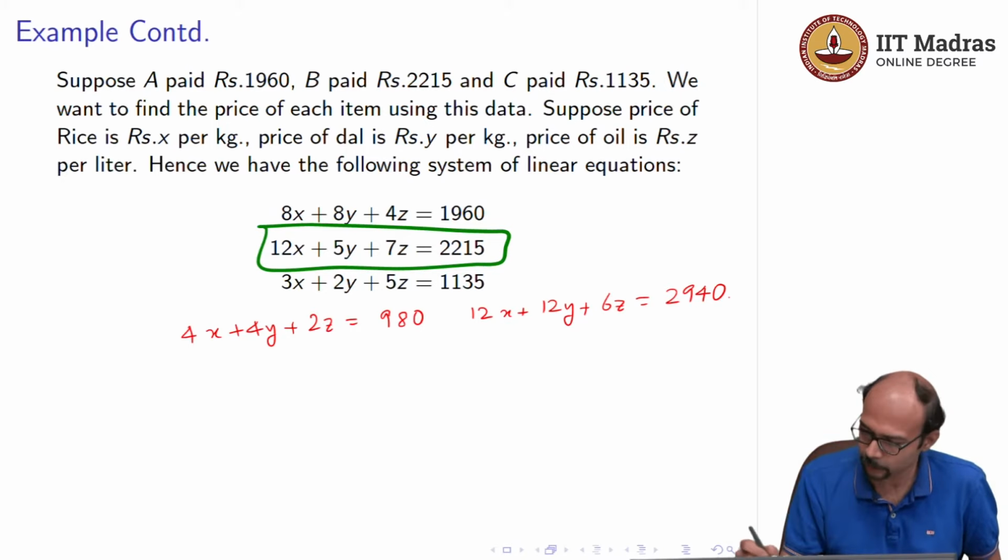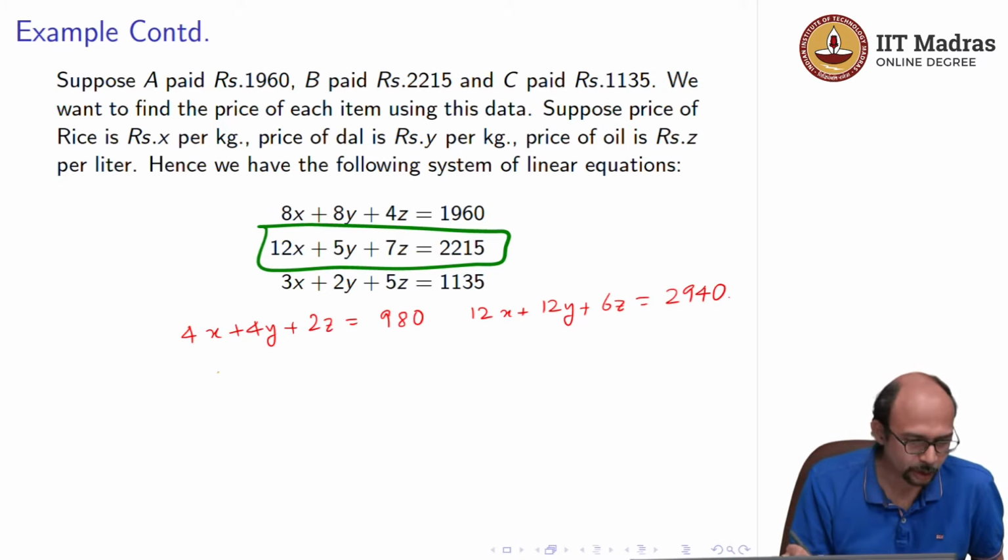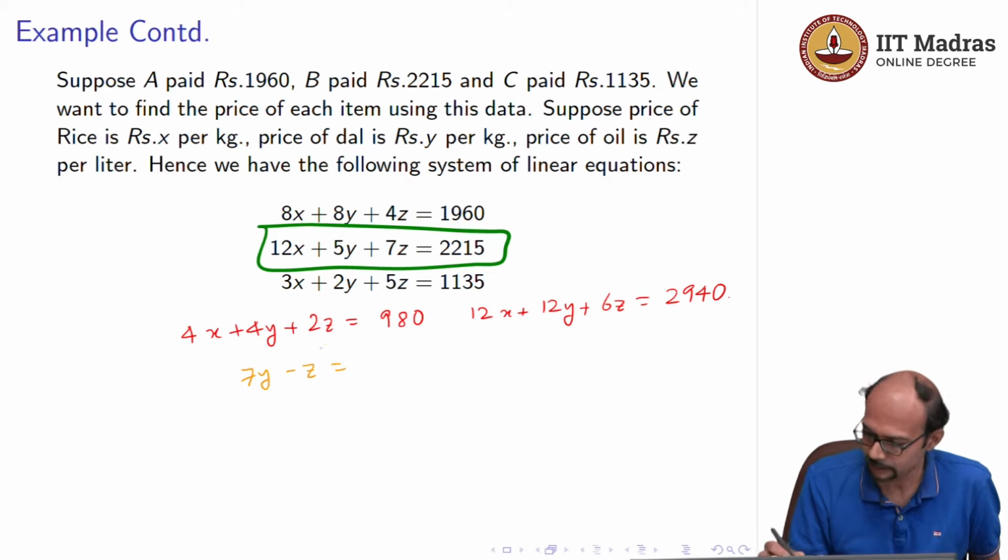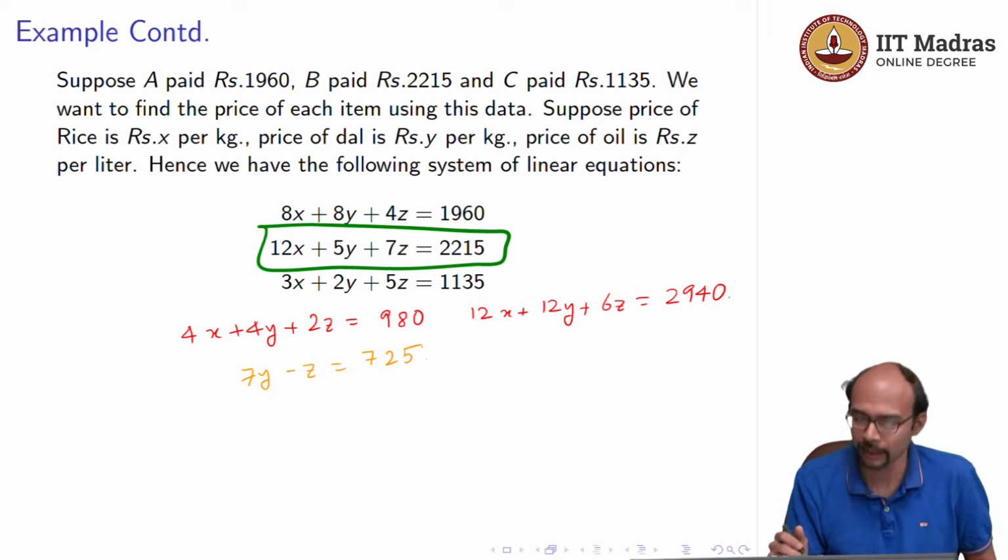If I do that, what do I get? The 12x is subtracted out and what we get is 7y minus z is 725. So now we have an equation in terms of y and z.